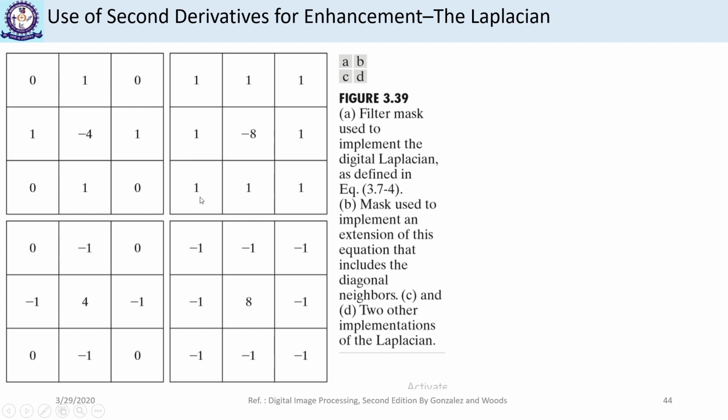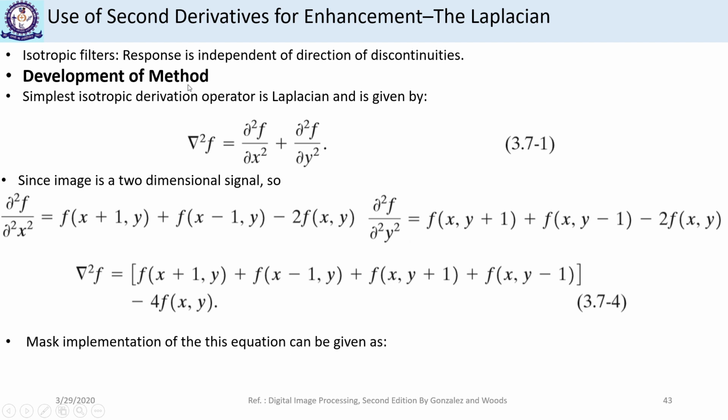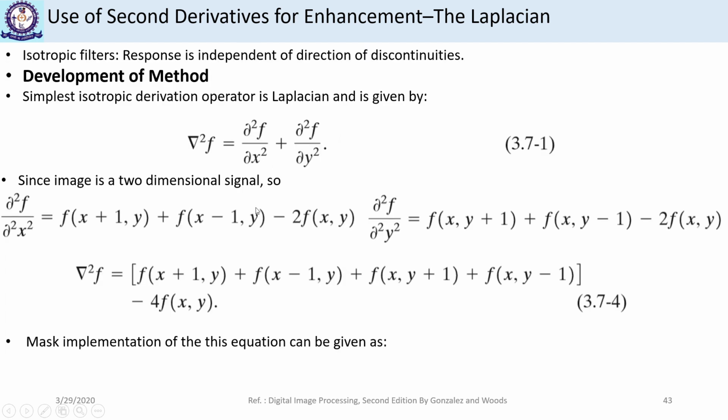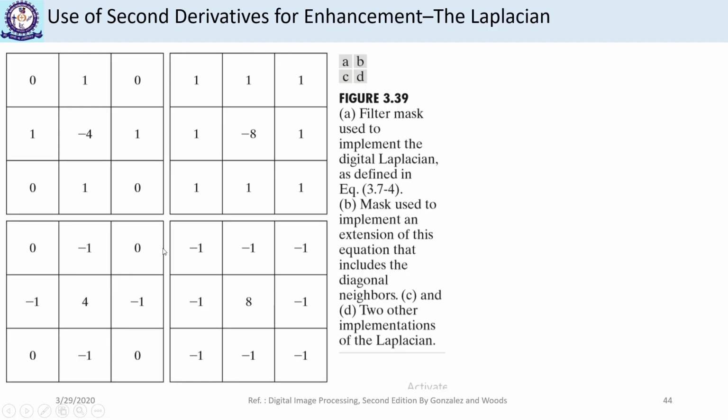Now if I consider the diagonal pixels too, you see here along with these four orthogonal pixels, I have added the diagonal pixels too. When I am adding diagonal pixels, I have to subtract the current pixel four times more. So I get the center pixel coefficient as -8, and the remaining pixel coefficients will be 1 1 1 1.